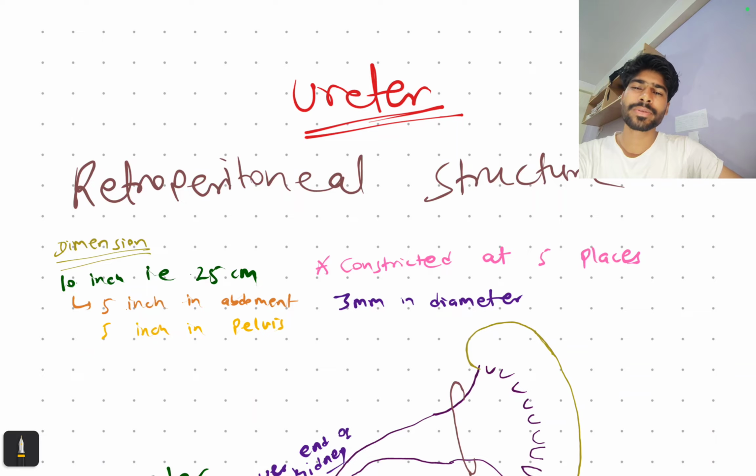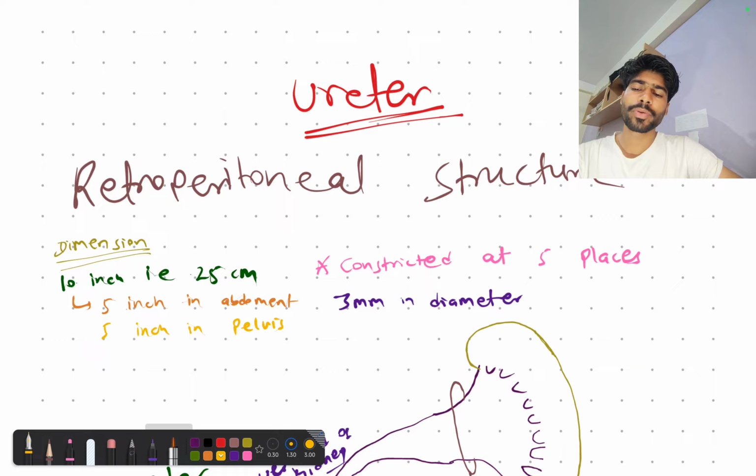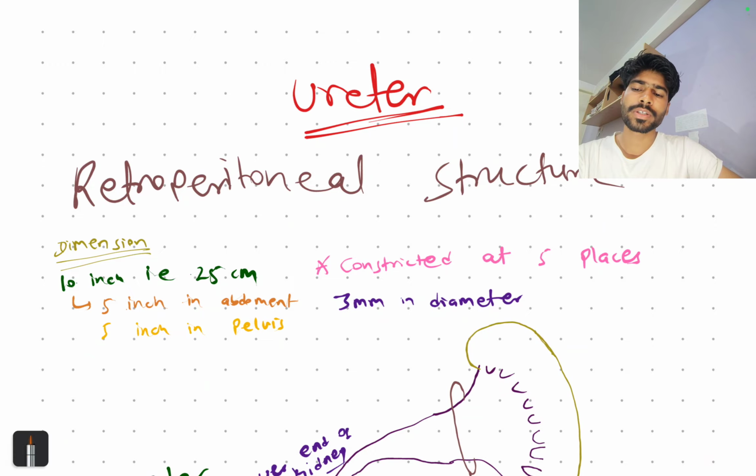So again, as with the kidney, the ureter is also a retroperitoneal structure. Retroperitoneal structure means this organ lies posterior to the peritoneum. It means it is covered from one side, and that is anterior. For example, this is the ureter. So it is covered anteriorly by the peritoneum. Alright, so that is the retroperitoneal structure.